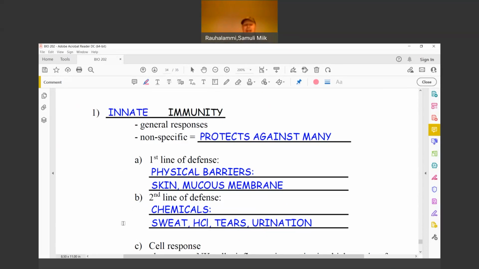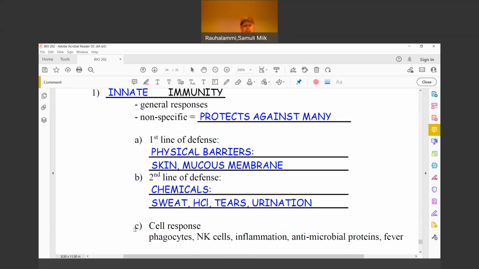If that fails, we can recruit the second line defenses, which work through chemicals. Think of eating something that you shouldn't have that might contain a pathogen. Well, stomach acids typically are able to deal with that. Sweat on the skin is a really excellent chemical defense mechanism against many bacteria, tears, urination, and so on and so on.